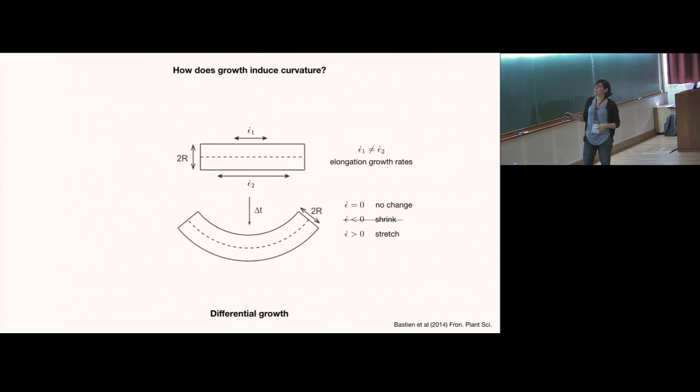Just a word about how we define the elongation rate. If the elongation rate is 0, it means that there's no change. If it's smaller than 0, that means that you're shrinking, but we do not consider shrinking in these models. And if it's larger than 0, then you're stretching. We'll be using this further on.